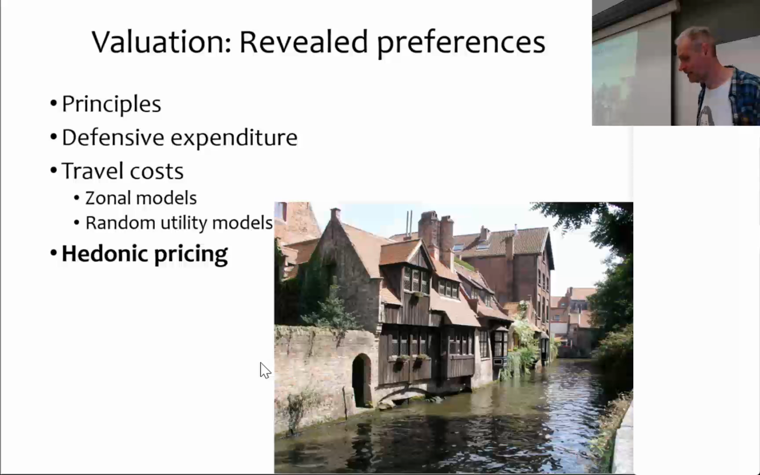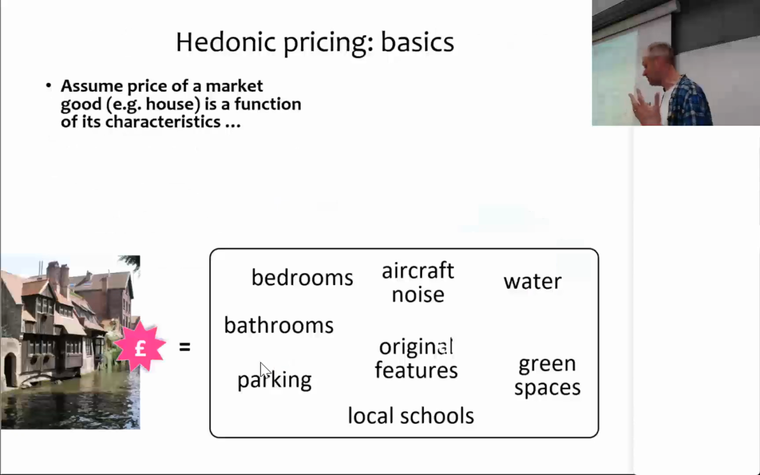So the final method is hedonic pricing. This is Dorchester. And the question is, what is the value of this particular house? And the value of this house is determined by all sorts of things, right? How many bedrooms and bathrooms there are. Is there parking nearby? Absolutely not. This is Dorchester City Centre. Has it original features? Absolutely. This house is from the 1600s, if I'm not mistaken.